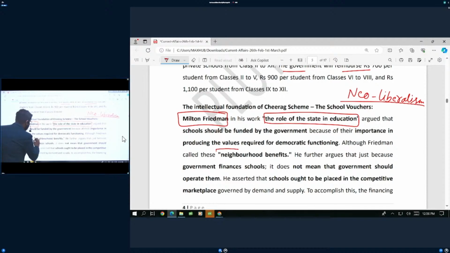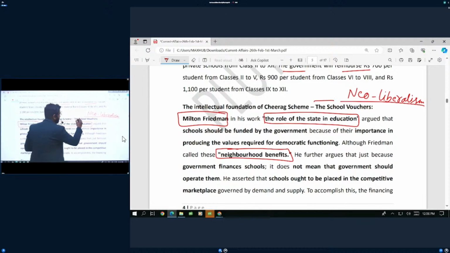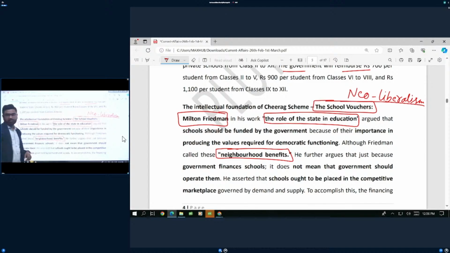हाँ, neighborhood benefit. The concept he coined was neighborhood benefit, which is also known by the name of the school voucher. इसी philosophy पर based है हरियाणा की चिराग स्कीम. देखते हैं कैसे काम करेगा.